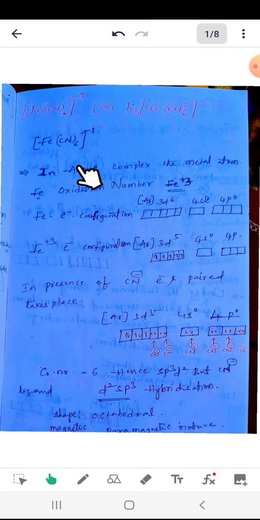hexacyanoferrate 3 ion. In the above complex, the metal atom iron has oxidation number 3. Already in the last class we discussed how to find out the oxidation number. Otherwise we have to see here 6 minus 3, so the oxidation number of iron is plus 3. In the last class we discussed how to find the oxidation number; you can watch that video.